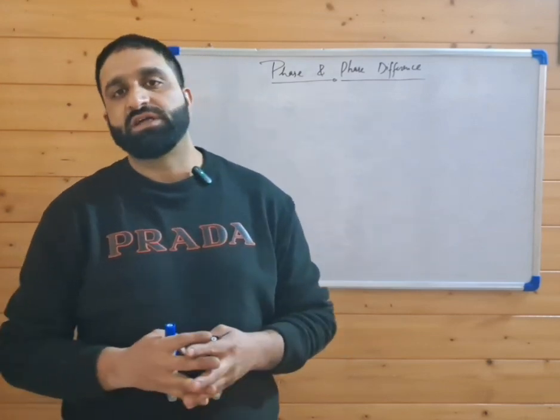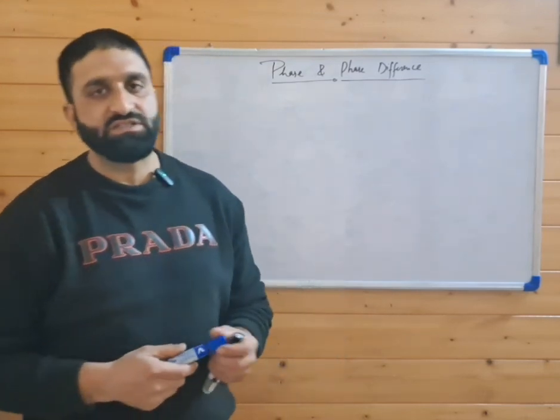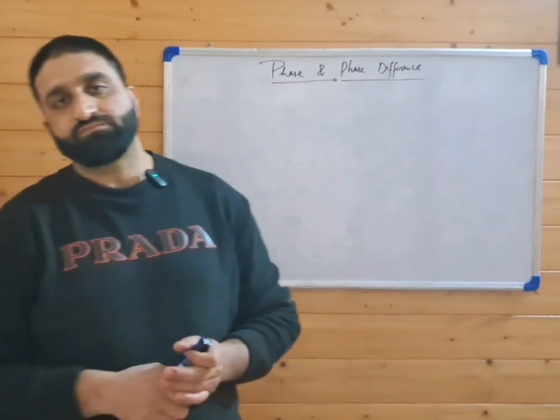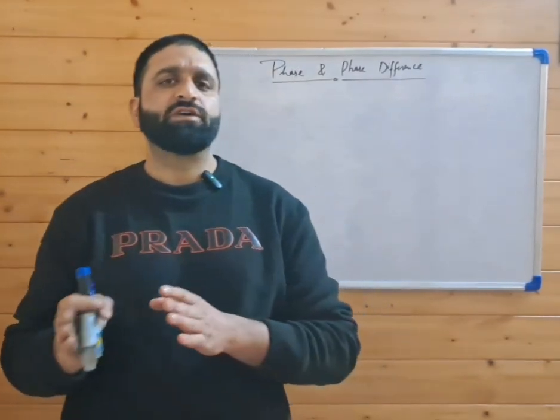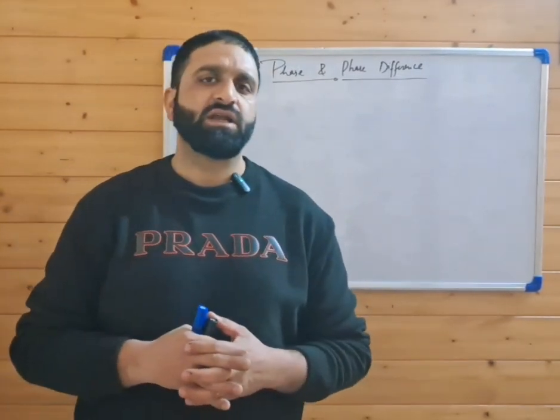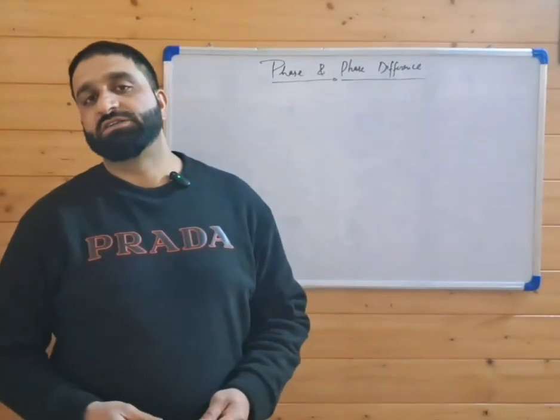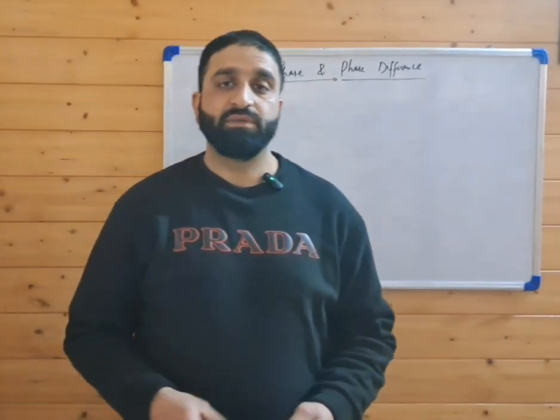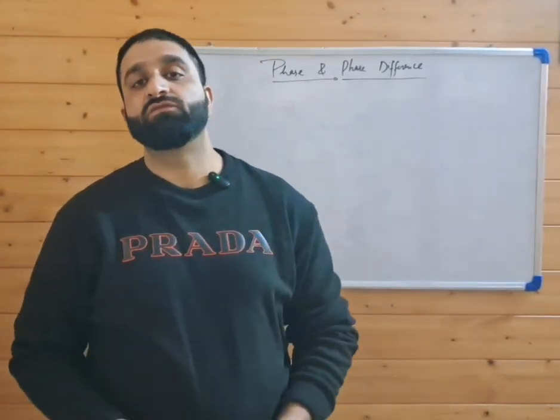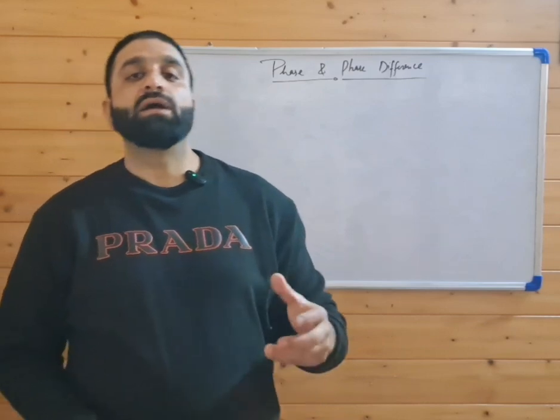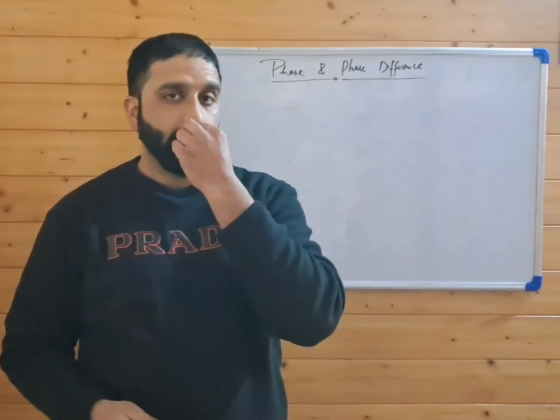In the previous lecture, we discussed periodic functions and we learned that a periodic function can be expressed in the form of sine and cosine functions. The sine and the cosine functions repeat themselves after a time period of T seconds, that is the time for one full cycle, or an angle of 360 degrees or 2 pi radians.